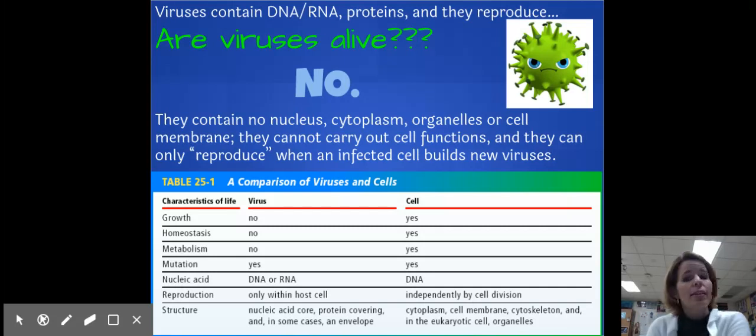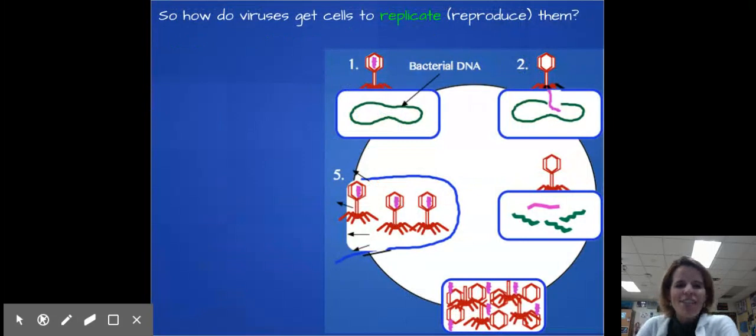We could say that they fit the criteria for life if we change our definition. We'd need to make an entire kingdom of life just for viruses. We haven't done that at this time. All right, so how do viruses get cells to replicate them or to reproduce them? If they can't reproduce on their own, what exactly is happening here?